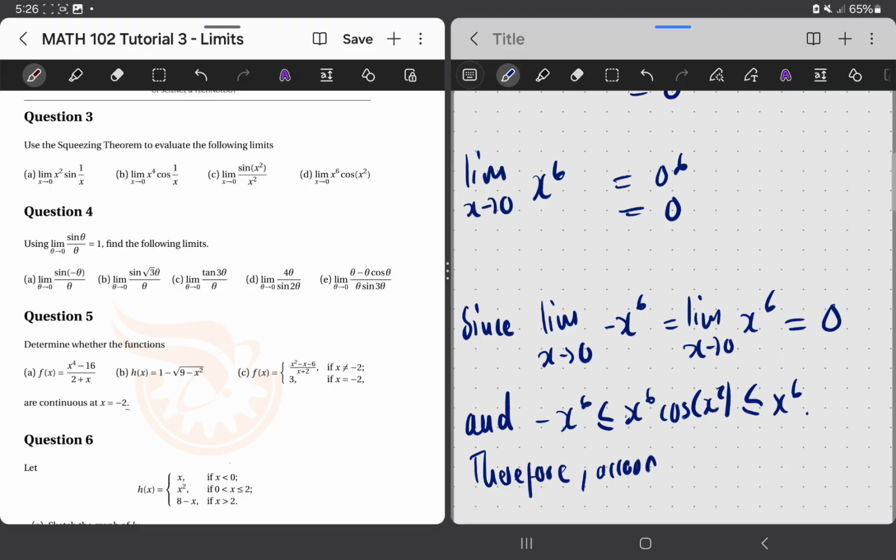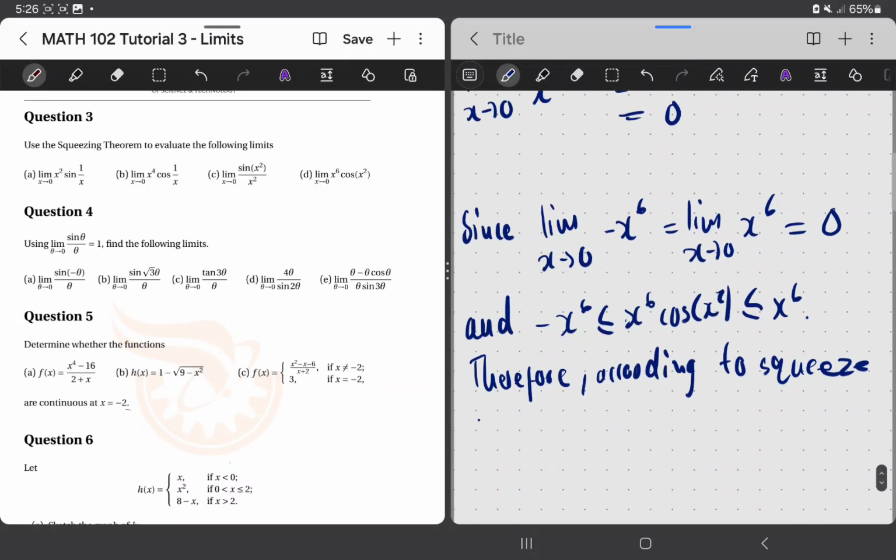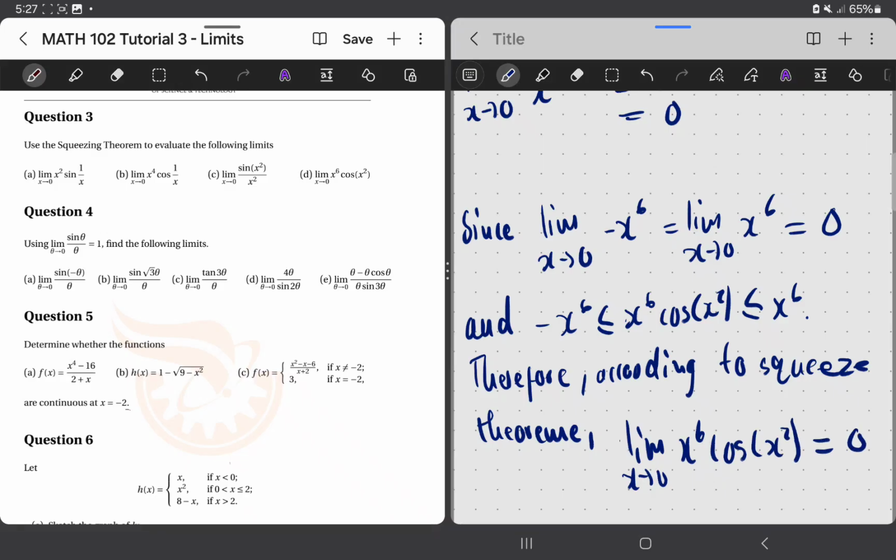according to the squeeze theorem, we can now say that the limit as x goes to 0 of x to the 6 cos of x squared is going to be 0. Because the limit of the lower one is 0 and the upper one is 0, the limit of this one will have to be 0.